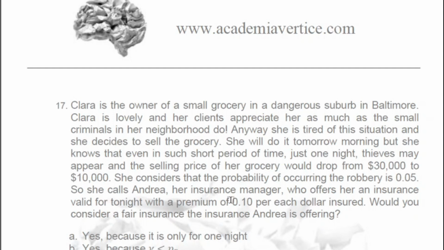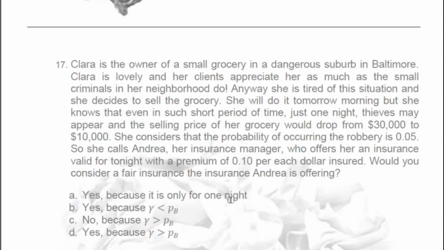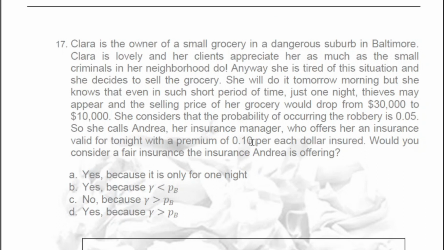Would you consider the insurance Andrea is offering fair insurance? Well, the gamma, the per unit premium of the insurance, is 0.10, and the probability of the bad state of nature occurring is 0.05. So it's not a fair insurance, okay, because gamma is not equal to PB, the probability of the bad scenario. We could even consider that this is an expensive insurance.